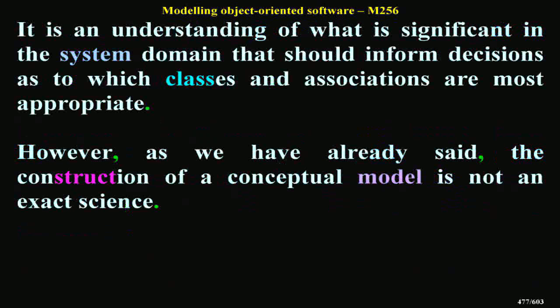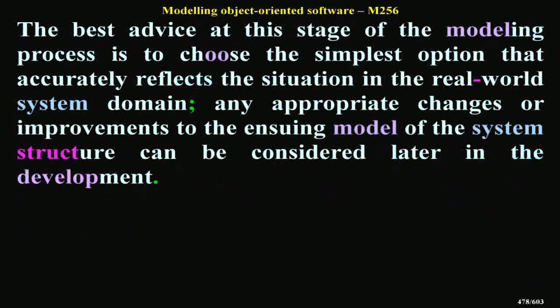It is an understanding of what is significant in the system domain that should inform decisions as to which classes and associations are most appropriate. However, as we have already said, the construction of a conceptual model is not an exact science. The best advice at this stage of the modeling process is to choose the simplest option that accurately reflects the situation in the real-world system domain. Any appropriate changes or improvements to the ensuing model of the system structure can be considered later in the development.